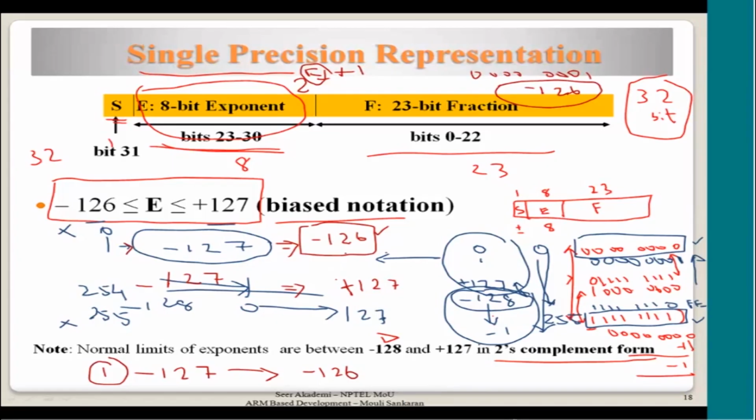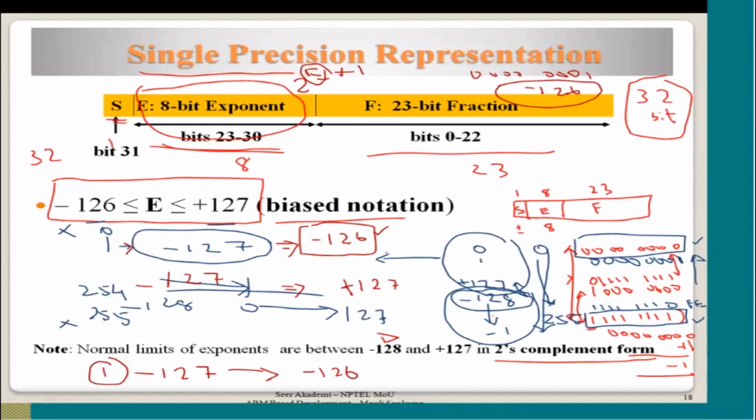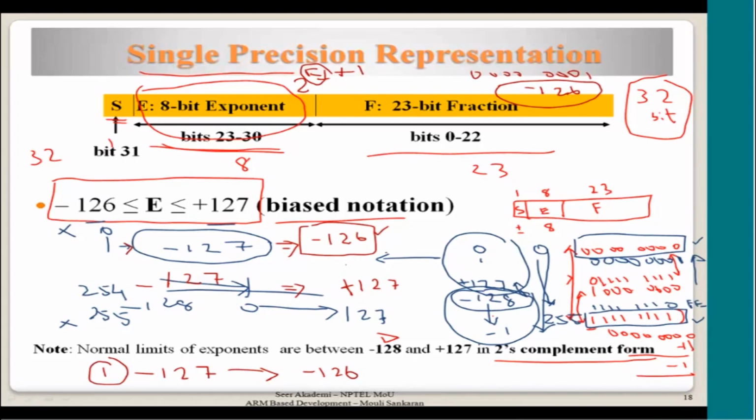One second, I think I got confused. Okay, let me rephrase what I said. I told you 0 and 255 are not used for representing the number. Now 1 to 254 are used for representing the exponent portion of the number. Let me erase some portion of this here to give you clarity on this.